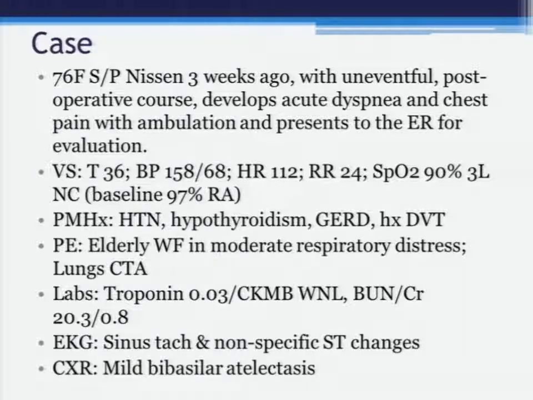On physical exam, you find that she's in moderate respiratory distress. Not surprising, since we note that she's tachypneic and she's tachycardic. On her laboratory studies, you find that her troponin is a little bit elevated, but it's reassuring that her BUN and creatinine are normal. Her EKG shows some non-specific ST changes, not something uncommon we see in patients with PE, but she does have some sinus tachycardia as well. And her chest X-ray shows some mild bibasilar atelectasis.